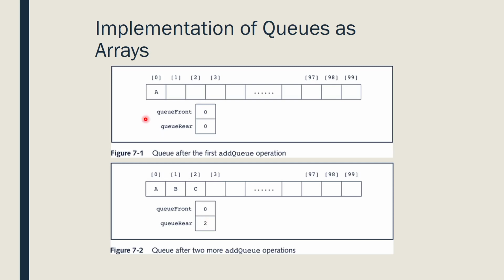And we have here the figures of the queue after the first add queue and the second add queue operation. At first, since the first element that is added in the queue is A, the variables queue front and queue rear are 0, since the new element is being added at the first index, which is at index 0.